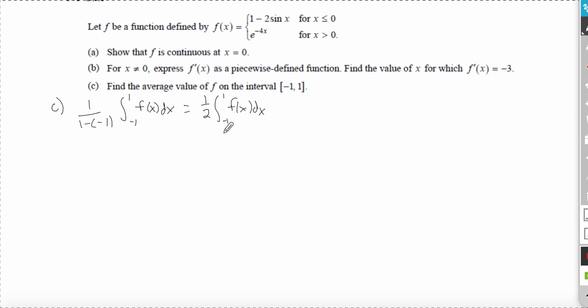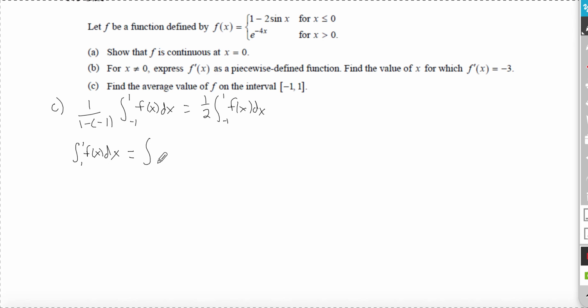Well, the half is easy to take care of. We just need to be able to determine this integral here. That's going to be where our work is. So let's see. The integral from -1 to 1 of f of x dx runs into some problems because this is a piecewise function. So -1 to 0 has to do with the top branch. 0 to 1 has to do with the bottom branch. But integrals we can break up.